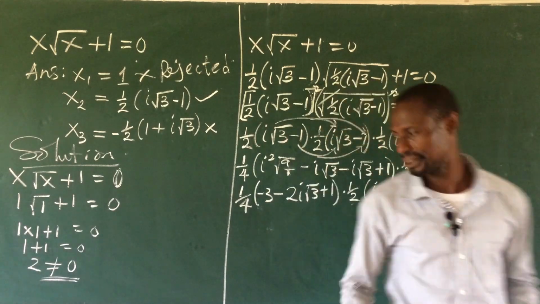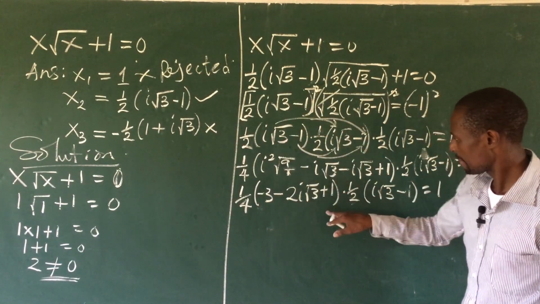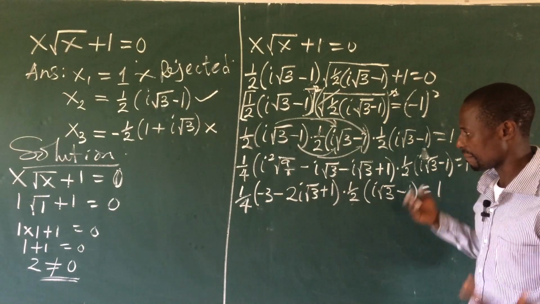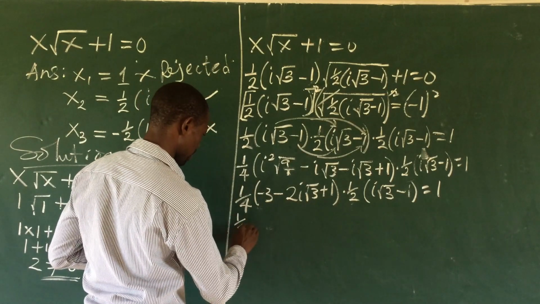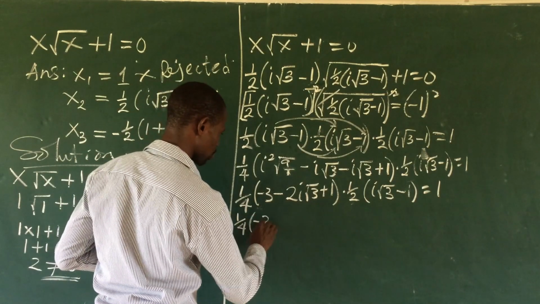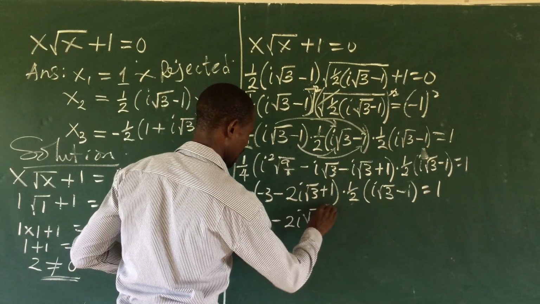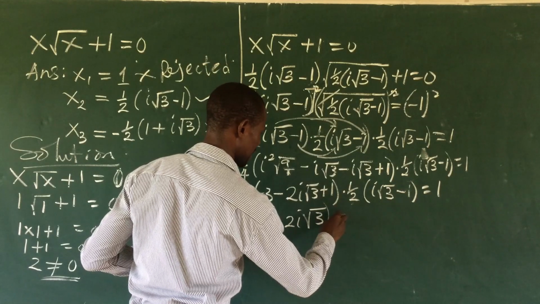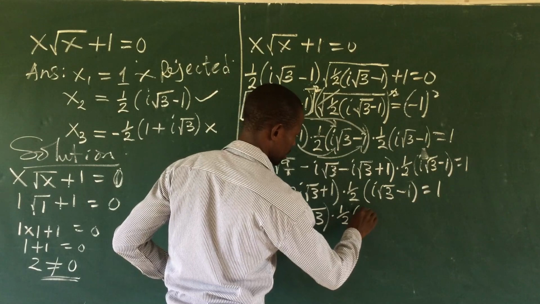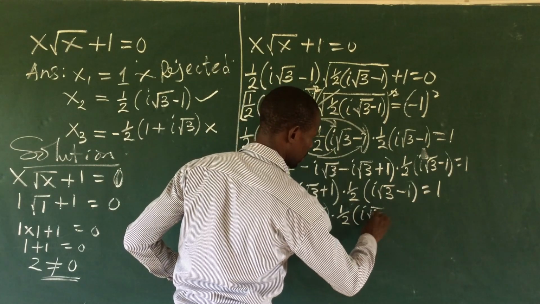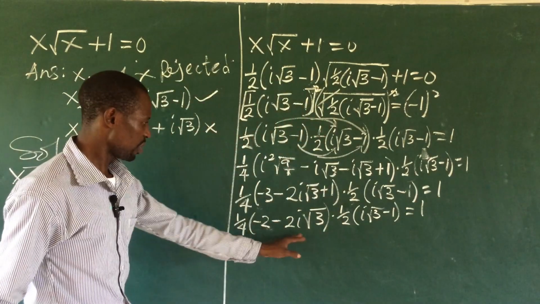Again, we look at this again. So from here, we are having minus 3 plus 1. That will give us minus 2. And so this will now give us here 1 all over 4, bracket minus 2 minus 2 root i root 3, okay, close bracket, times 1 all over 2 bracket your i root 3 minus 1 are equal to 1.